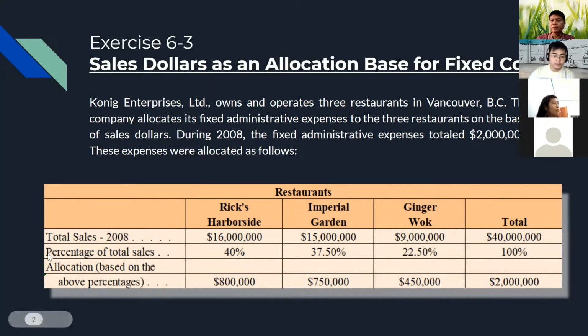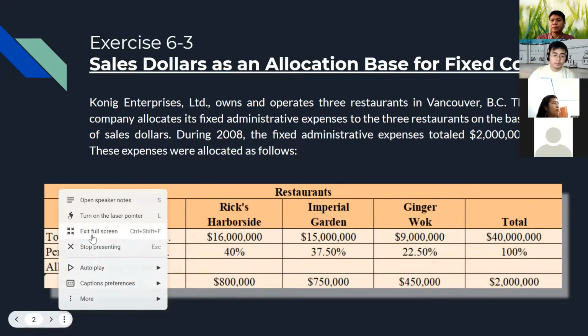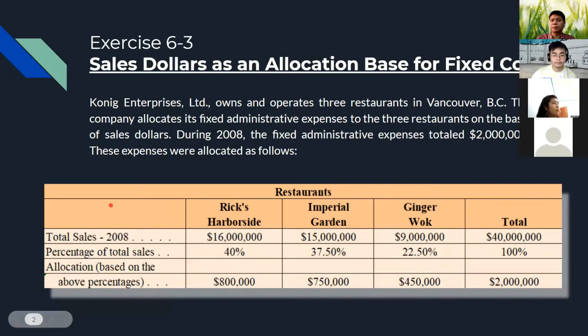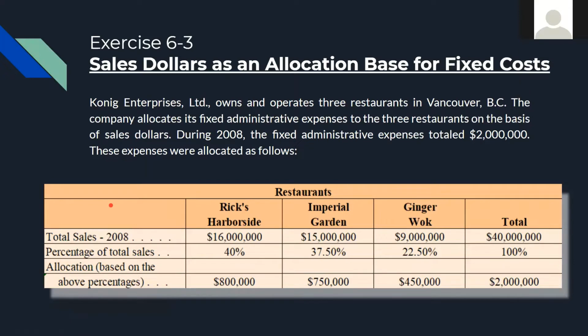We also learned during the meeting last week the methods in allocating the service department's cost to operating departments using the direct and step-down methods. So for exercise number 6-3, using sales dollars as an allocation base for fixed costs.